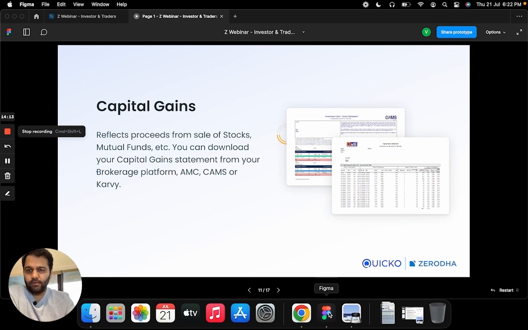Now let's talk about capital gain statements. Capital gain statements are usually issued by your broker. It reflects any proceeds from sale of stocks, mutual funds, etc. You can download capital gain statements usually from your broker platform, AMC, or if you are only investing in mutual funds, then you can also download it from CAMS and Karvy, who are a centralized repository of all folios and all mutual fund related data.